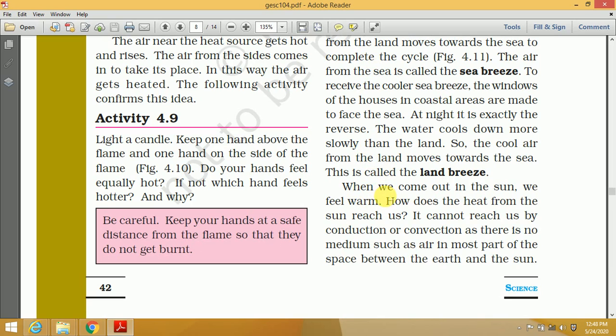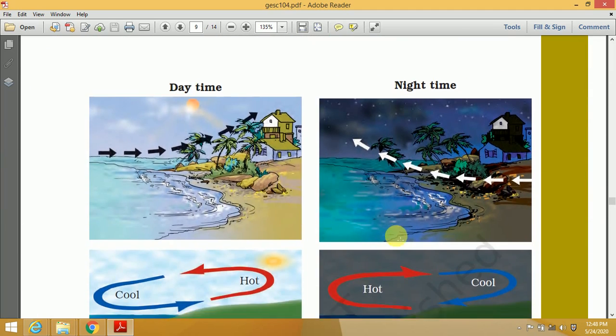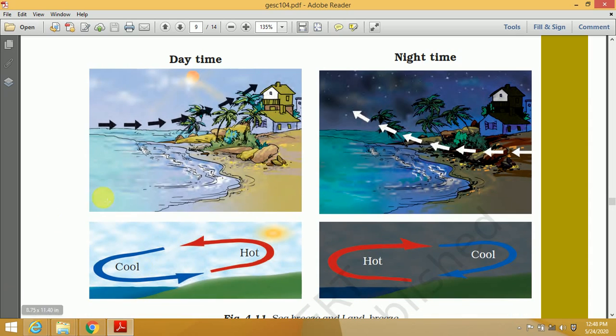When we come out in the sun, we feel warm. How does the heat from the sun reach us? It cannot reach us by conduction or convection, as there is no medium such as air in most part of the space between the earth and the sun. So this is the diagram. You can see that at daytime, the breeze is flowing from the sea to the land, and during night time the breeze is flowing from the land to the sea.